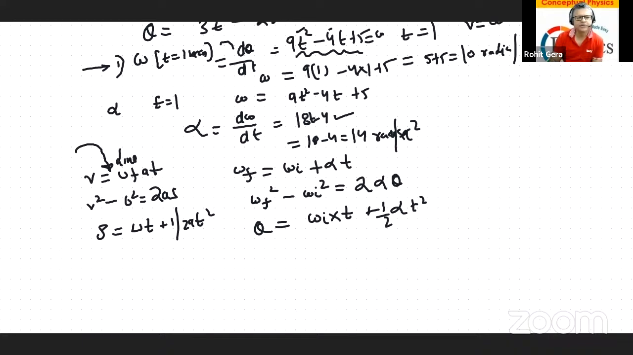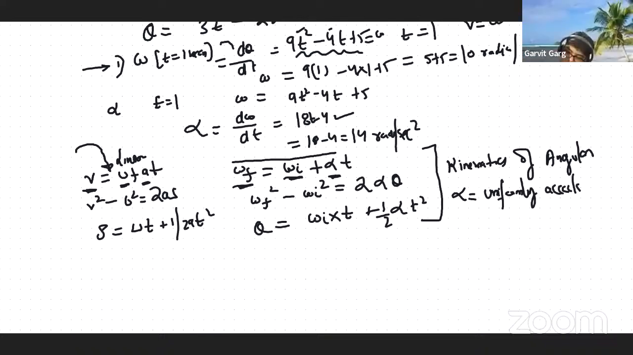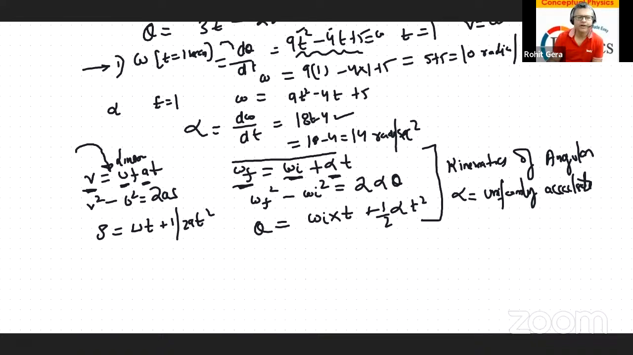The same equations can be applied. Velocity is now omega final, u is omega initial, acceleration is alpha. This is the only difference between the two. So what we are studying is the kinematics of angular motion, the condition where alpha is a constant, uniformly accelerated or decelerated, which means in every 1 second it will gain some angular velocity, or in every 1 second it will lose the same amount of angular velocity.